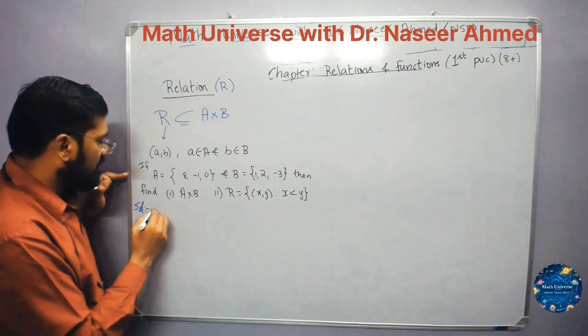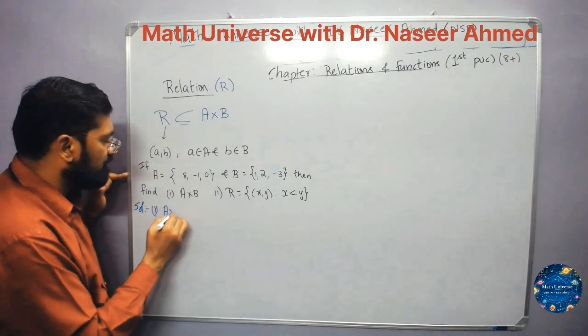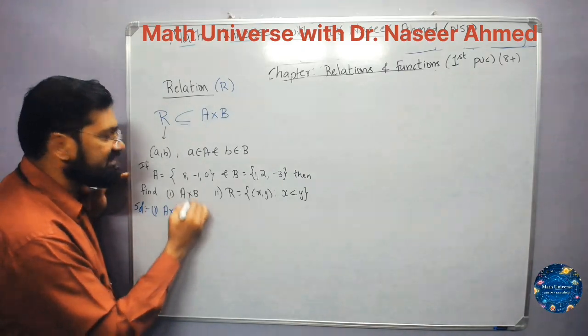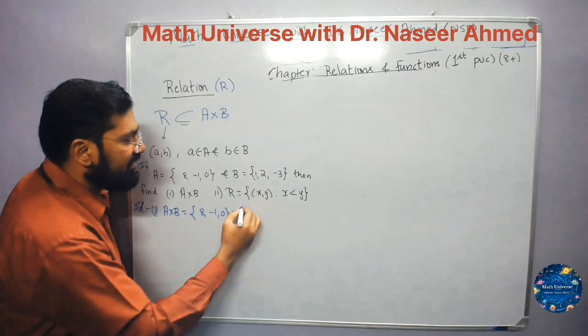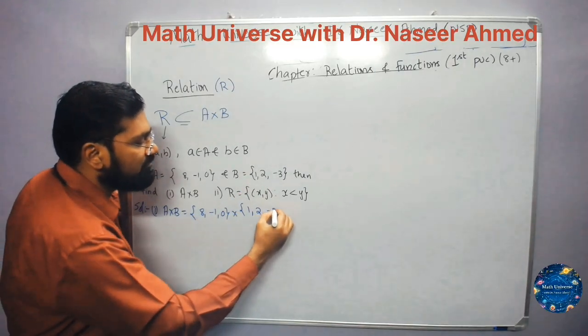Coming to A cross B, we know how to find A cross B, we just have to pair them up. Let us substitute here. What is A? {8, -1, 0}, then cross, and here B is {1, 2, -3}.